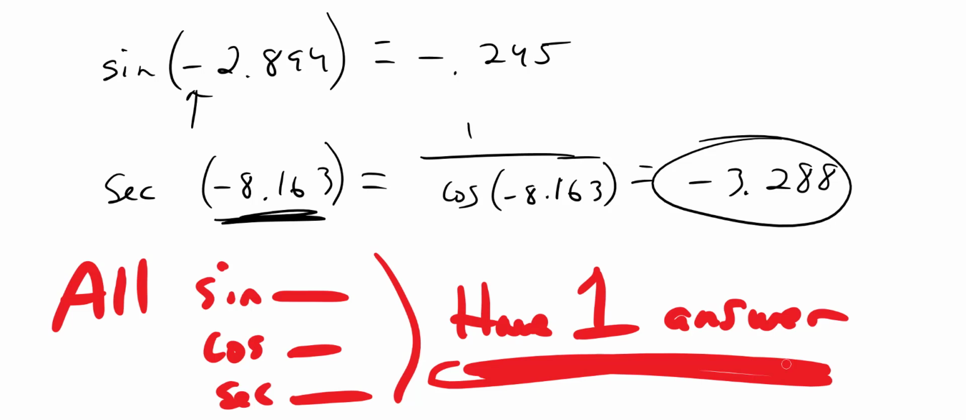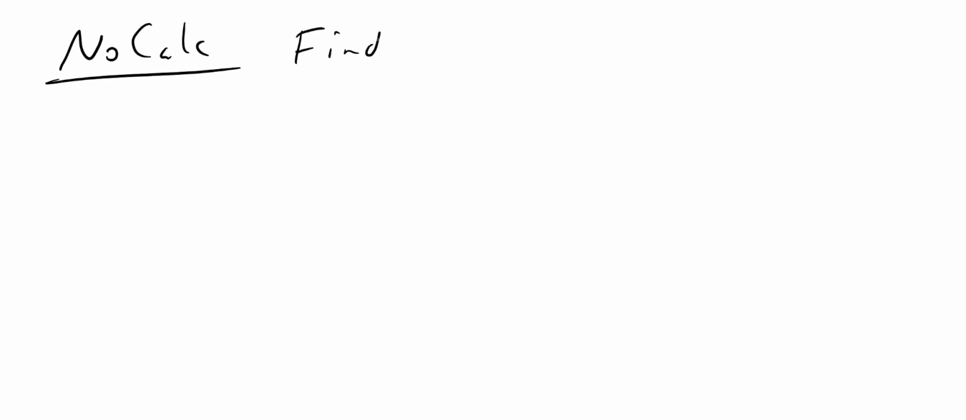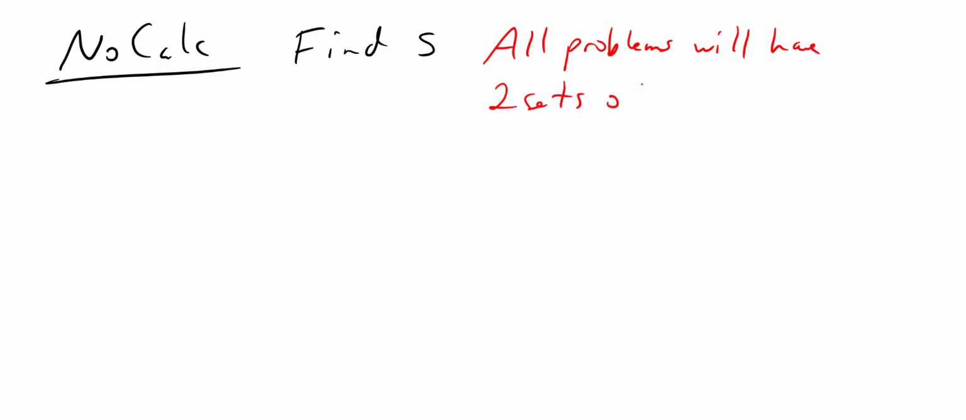Okay, so now this is where I gave you S. Now what we're going to do is look for S. Let's do no calculator first. So no calc, and this is find S. So it's find the arc length. And again, we've done this already. And by the way, I'm going to put this in red here. All problems will have two sets of restrictions.